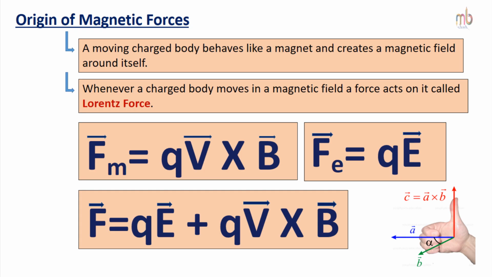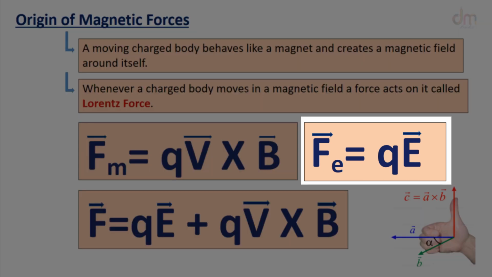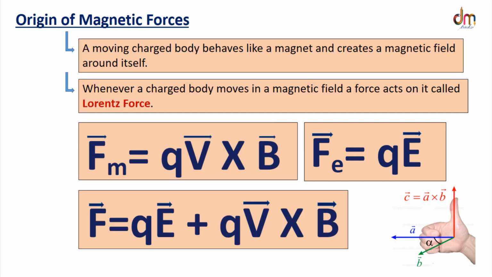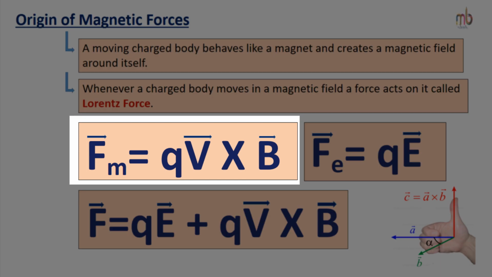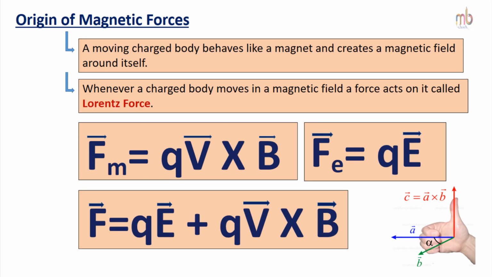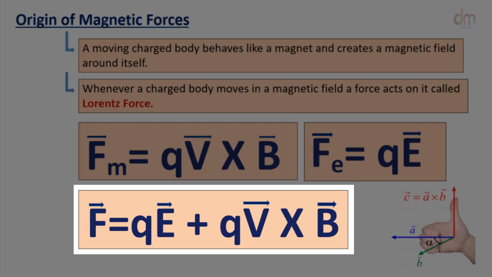In the last video, we saw that whenever a charged particle is placed in an electric field, an electric force acts on it, which is given by F = qE. Also, whenever a charged particle moves in a magnetic field, then a magnetic force acts on it, which is given by F = qv × B. Now, if a charged particle moves in a region where both kinds of field exist, then the net force acting on it will be F = qE + qv × B, which is the summation of electric and magnetic force, and which is also the general equation for the Lorentz force.